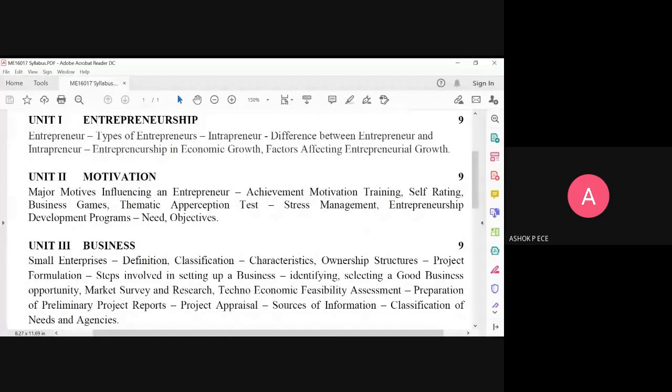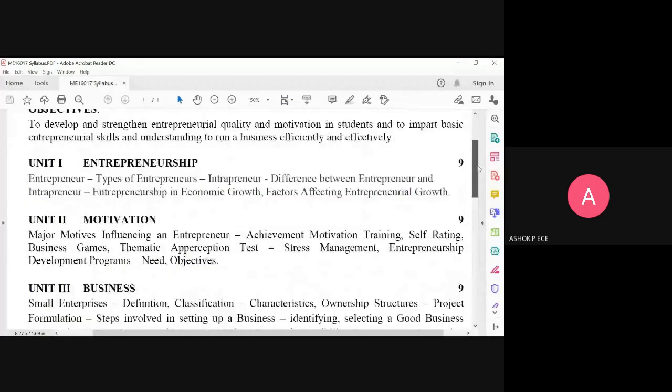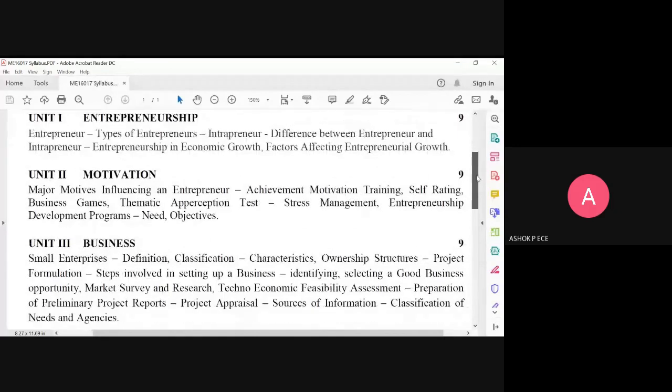We have 5 units, as you know, in this subject. The first one is entrepreneurship. In unit one we are going to see about the entrepreneur. Who is an entrepreneur? What are the characteristics of an entrepreneur? How will he be? Next, we are going to see the types of entrepreneurs. What are the different types of entrepreneurs you have? Then we are going to see the difference between an entrepreneur and an entrepreneur.